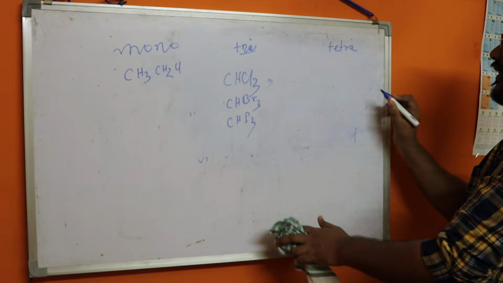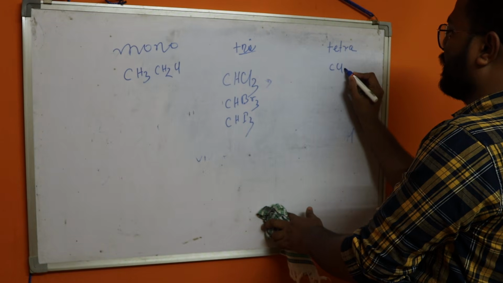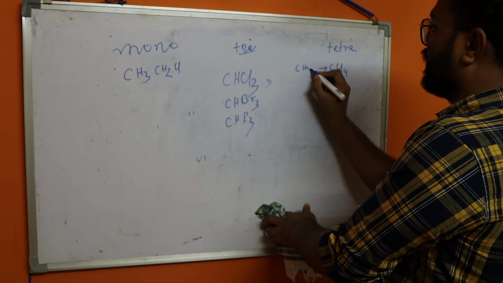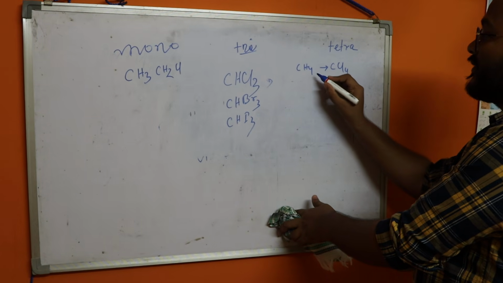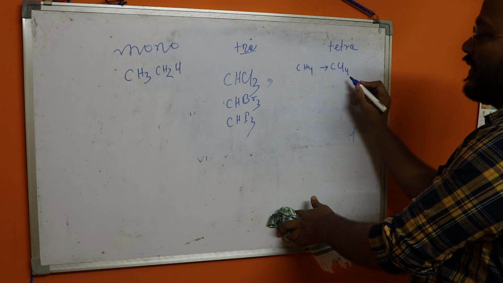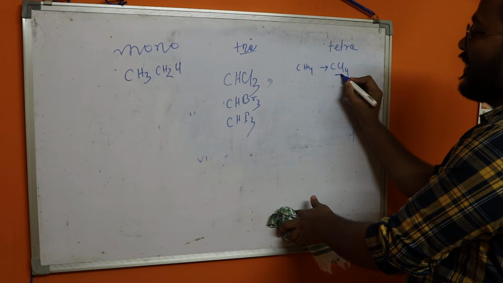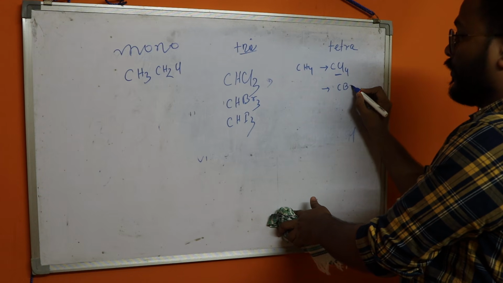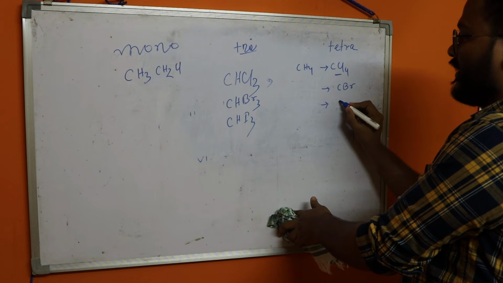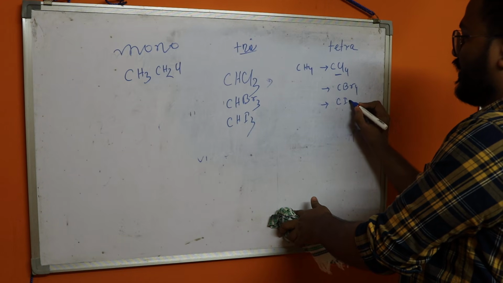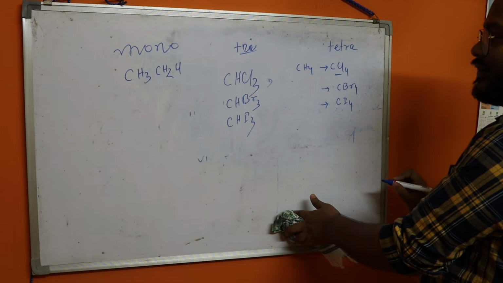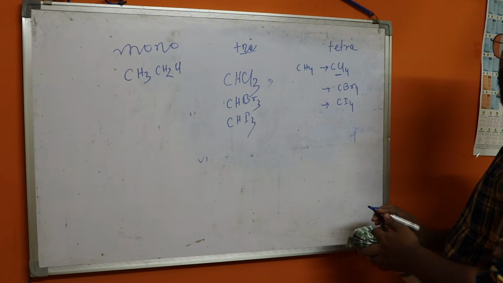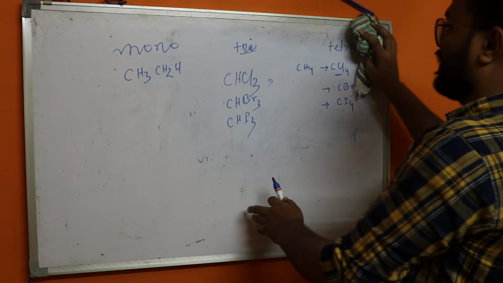Now we'll see the tetra-substituted. Tetra-substituted examples are like CCl4. The parent compound is CH4. If we substitute 4 hydrogens with 4 chlorines, this gives tetrachloromethane. We can have tetrabromomethane also, tetraiodomethane also. So these are the examples of mono, di, tri, and tetra haloalkanes.